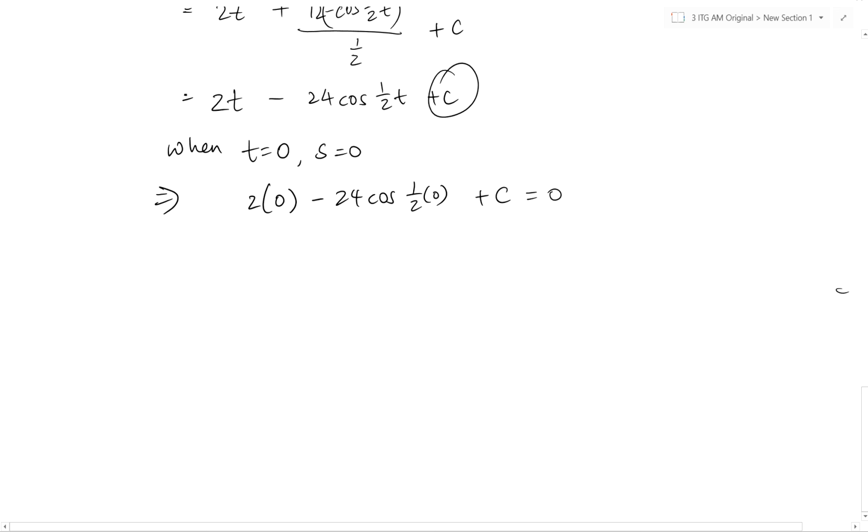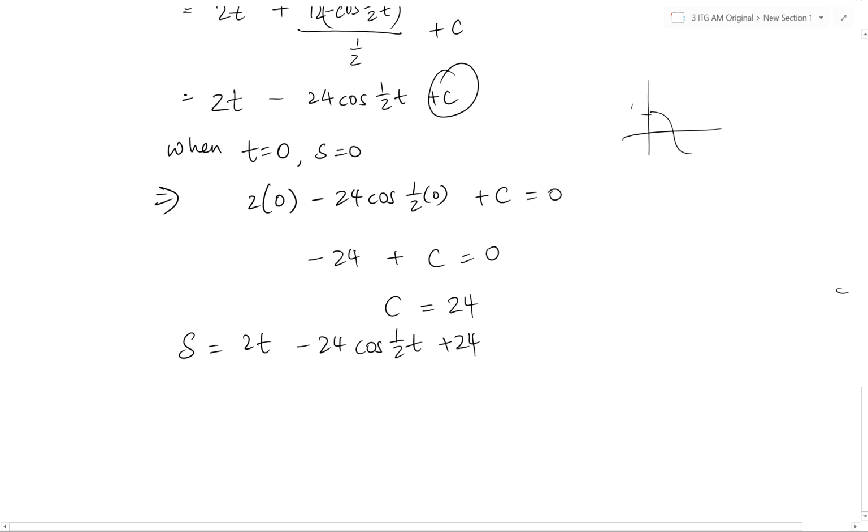Okay, 2 times 0 is nothing. Cosine of 0 is 1. So negative 24 plus c equals 0. C must therefore be equal to 24. So now our displacement is given by 2t minus 24 cosine half t plus 24. Only when the constant is equal to 24 will I have the situation that displacement is 0 when time equals 0. So now they are asking for when time equals pi over 3.